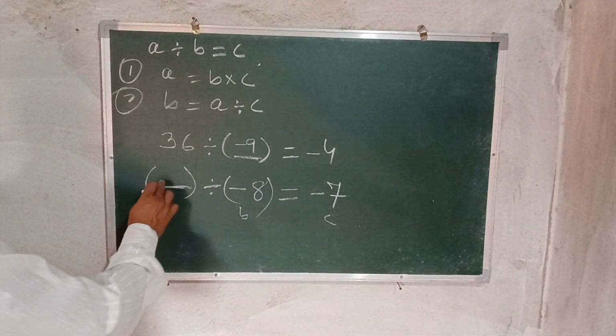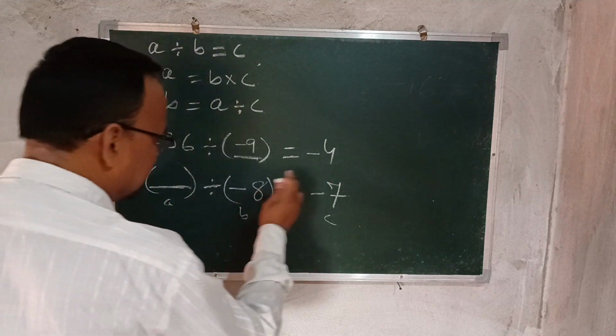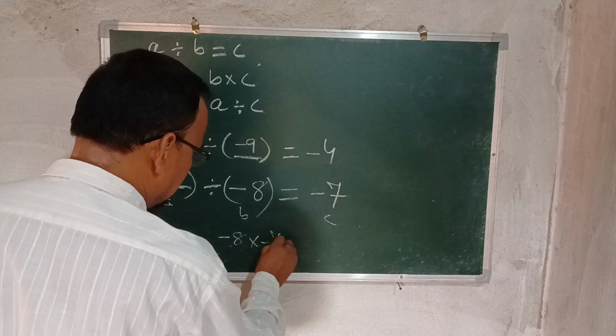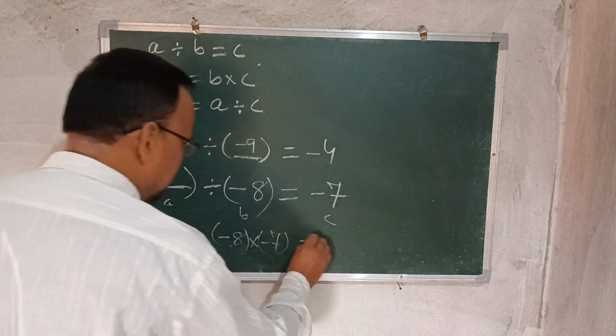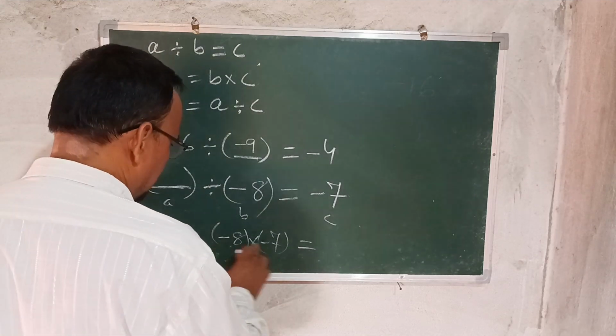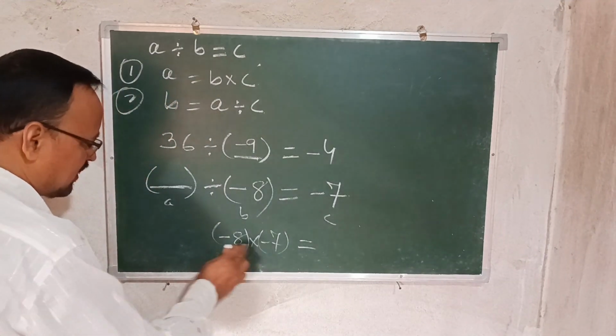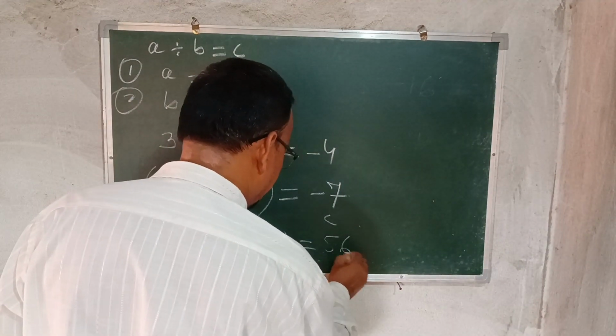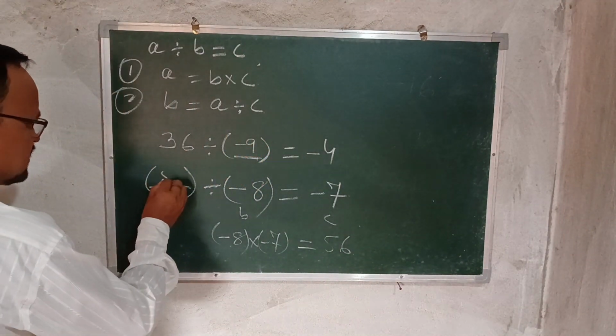So what will that be? A is equal to b into c, minus 8 into minus 7. By the rule of multiplication, same or like signs give plus. 8 times 7 is 56. So here that will be 56.